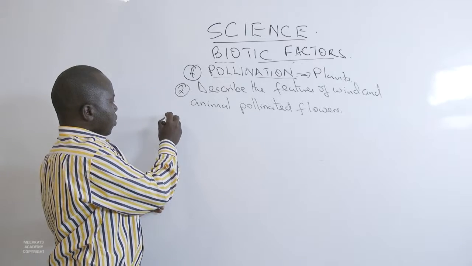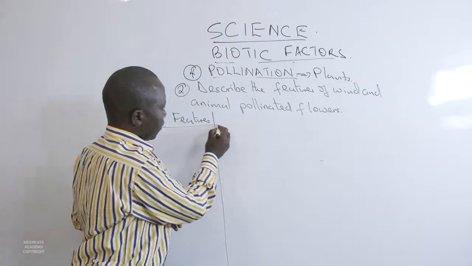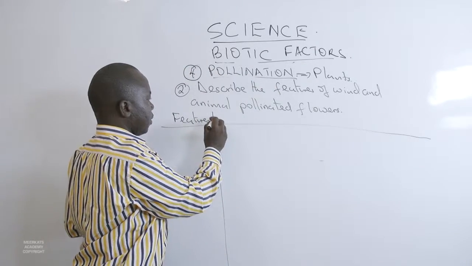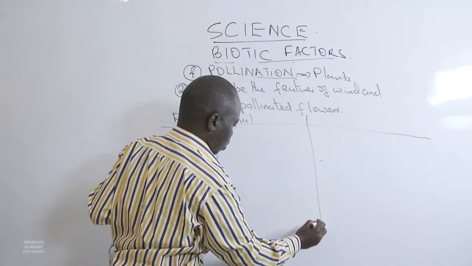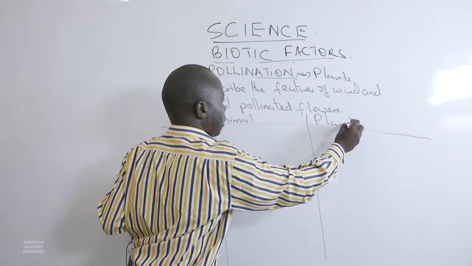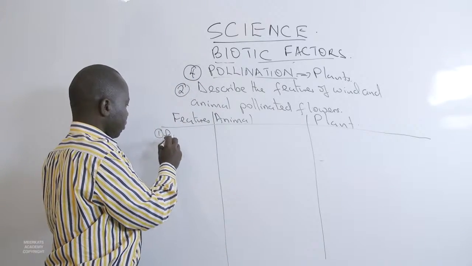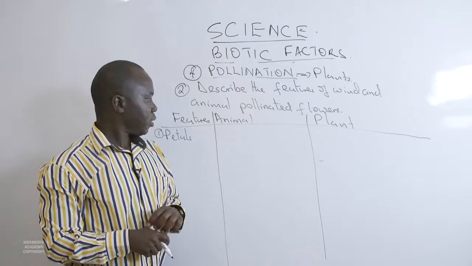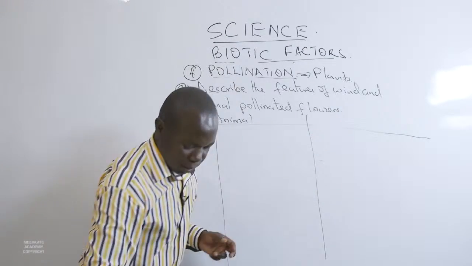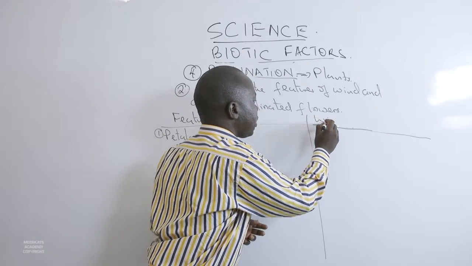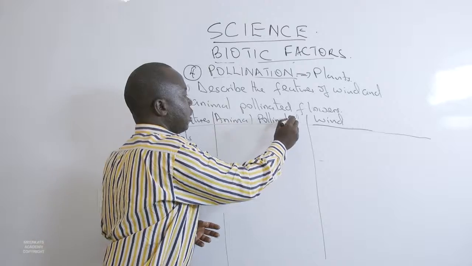So for us to describe properly, we are going to use the following features. This is animal, then plant. So we shall be looking at the flower features, like we can look at the petals. Now for animals, not plants, insects or wind. Wind. Sorry for that. This is wind. Wind pollinated. Animal pollinated. Wind pollinated.